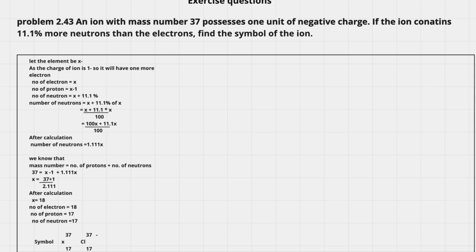We know that mass number equals number of protons plus number of neutrons. 37 is equal to x minus 1 plus 1.111x. So, x equals 38 divided by 2.111, and after calculation, x equals 18. Number of electrons equals 18. Number of protons equals 17. Number of neutrons equals 17, so the element is chlorine with a negative charge.